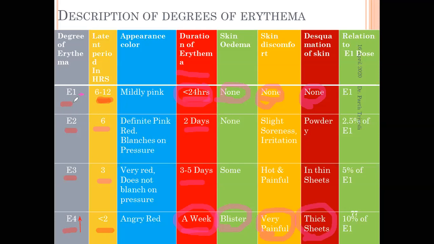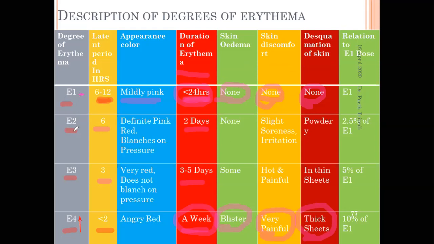So if an even dosage is given, that is your minimal erythemal dosage, the latent period is somewhere around 6 to 12 hours. What will be the color of erythema? It will be mild pink, and erythema can last till 24 hours, and there will be no such skin differences seen in even dosage. Clear?